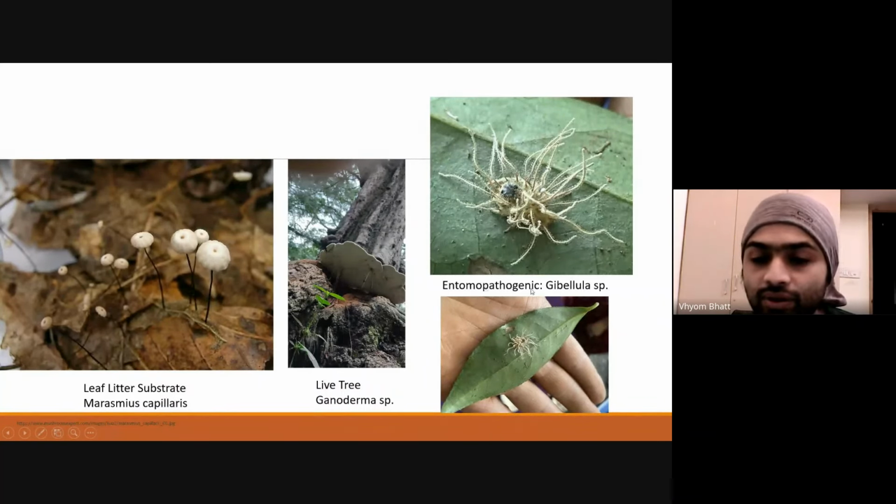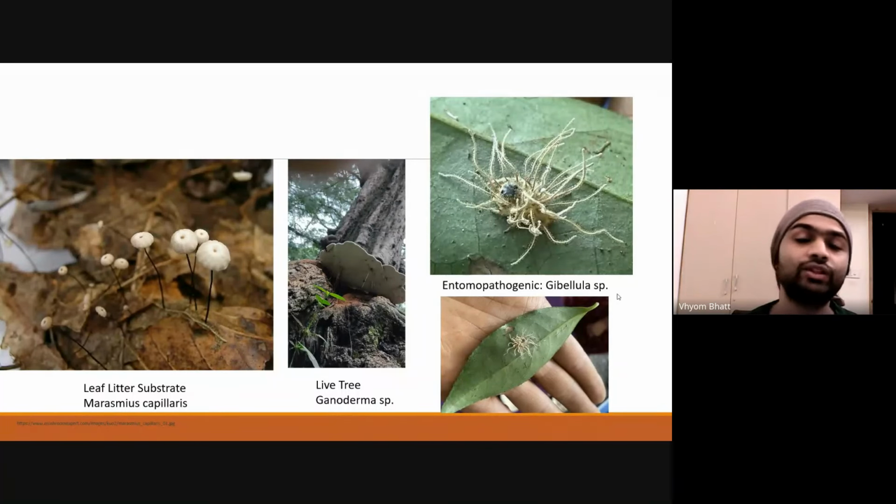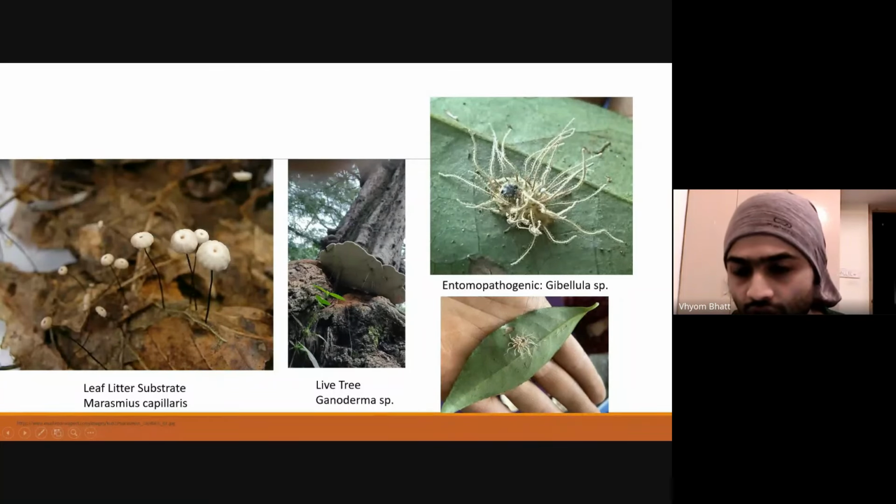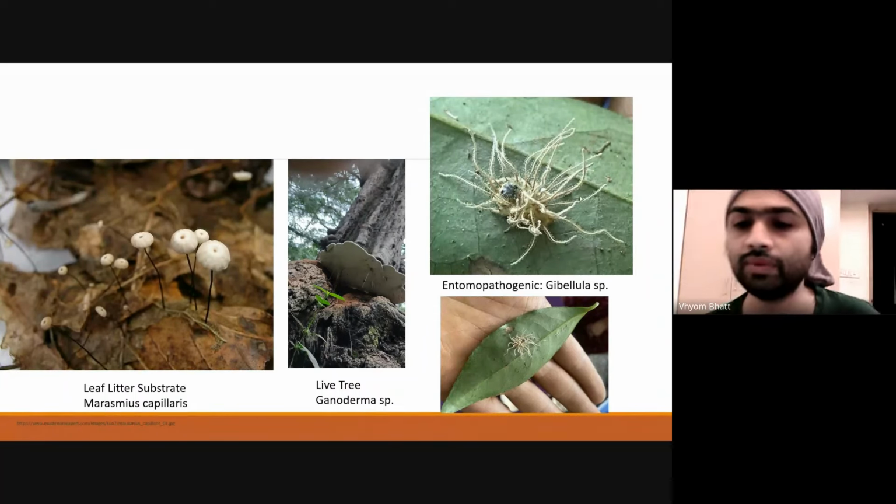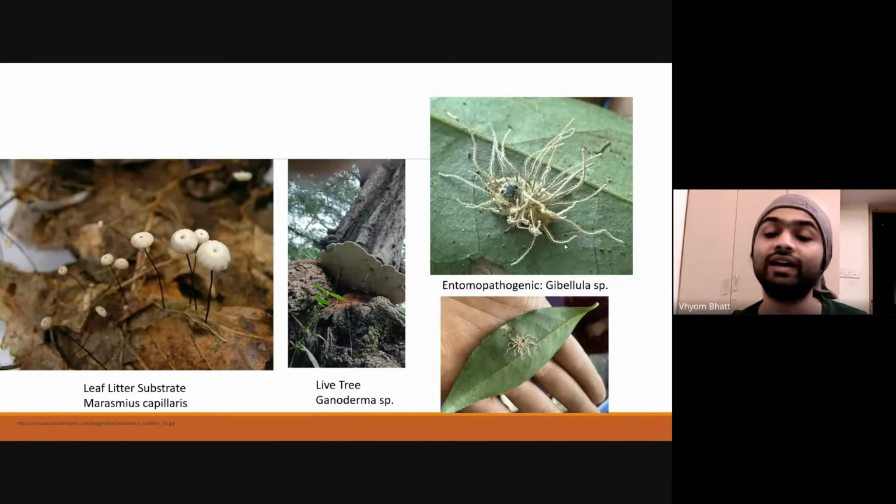Then there is this very interesting, eye-catching type of mushrooms called entomopathogenic mushrooms. Entomo meaning related to insects. Pathogenic means disease-causing. So you can see this mushroom called this Gibellula sp. I don't know if that's the pronunciation, but Gibellula, whatever, something like that. It has infected a spider. So this particular genus infects arachnids or spiders.